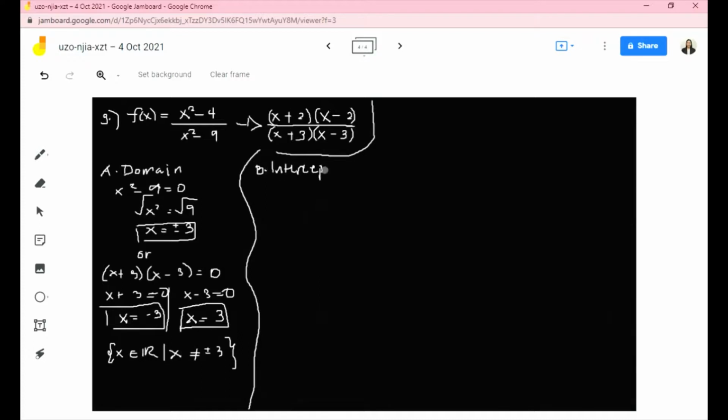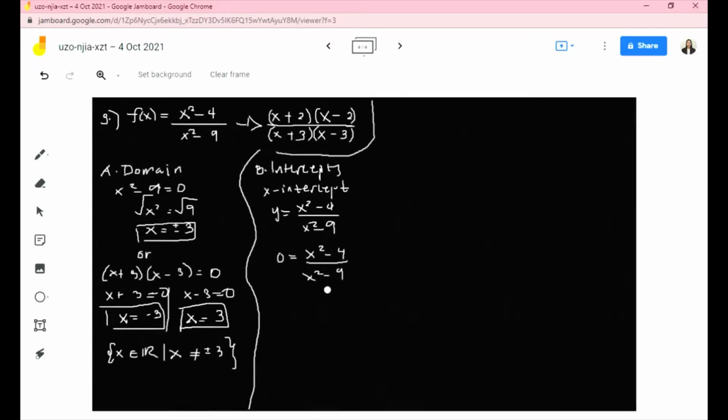For the intercepts, let's begin with the x-intercept. Write down the function, change f of x to y, and copy the numerator and the denominator. We'll set y equal to 0. And we have x squared minus 4 over x squared minus 9.